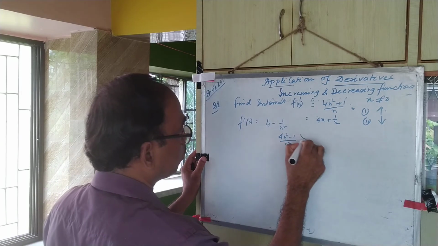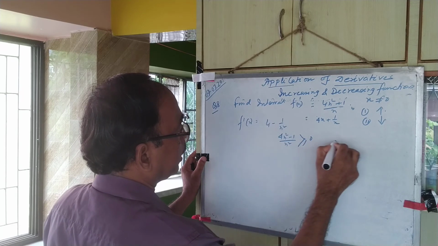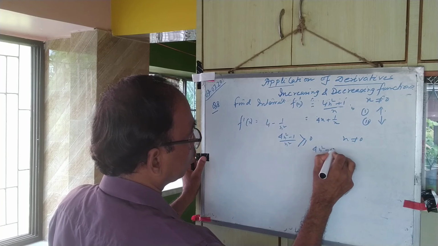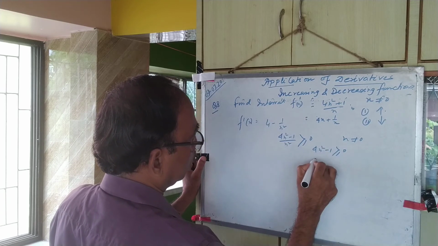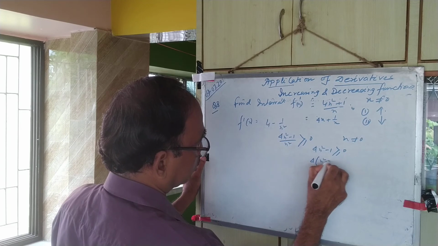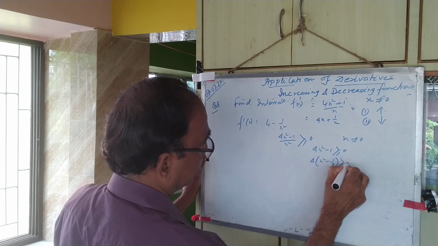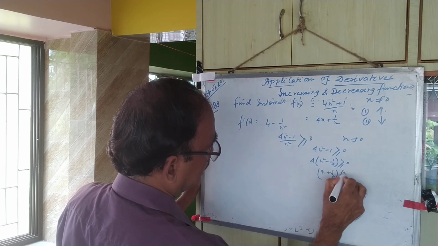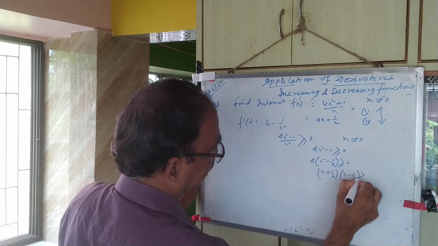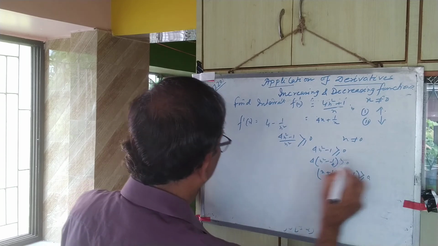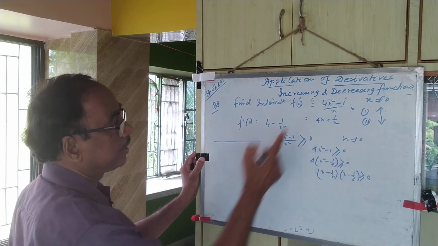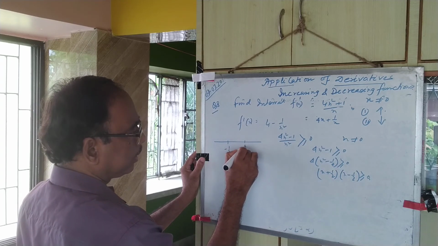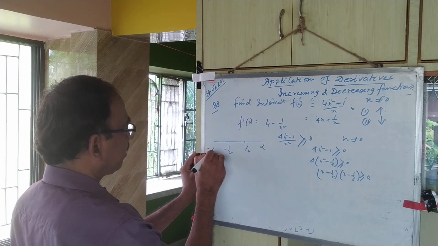If increasing, this should be greater than or equal to 0. Here x is not equal to 0, that is, 4x square minus 1 greater than or equal to 0. That is, 4 is common, x square minus 1 by 4 greater than or equal to 0. That is, (x plus half)(x minus half) greater than or equal to 0. Marking here minus half, half, with minus infinity and infinity at the ends.